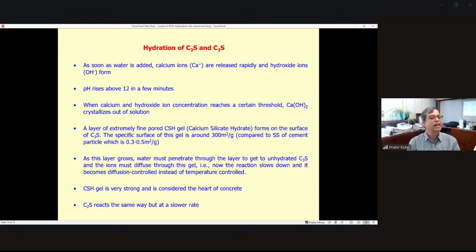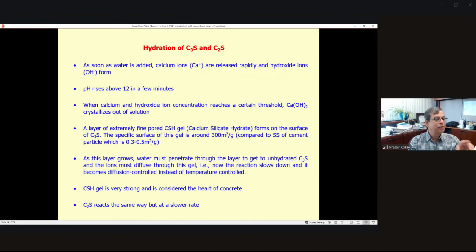Hydration of tricalcium silicate or dicalcium silicate: as soon as water is added, calcium ions are released rapidly and hydroxide ions are formed. pH is going to increase. So the pH is 12 in a few minutes. More pH is better. It's the alkali and silica, because the soil contains alumina and silica, correct? So when pH increases, it will dissolve the silica and the reaction takes place, forming a gel, calcium silicate hydrate gel.